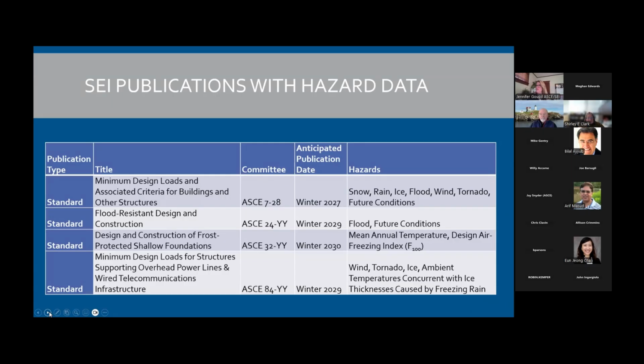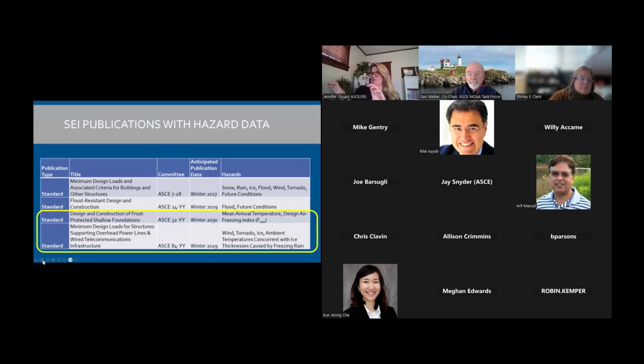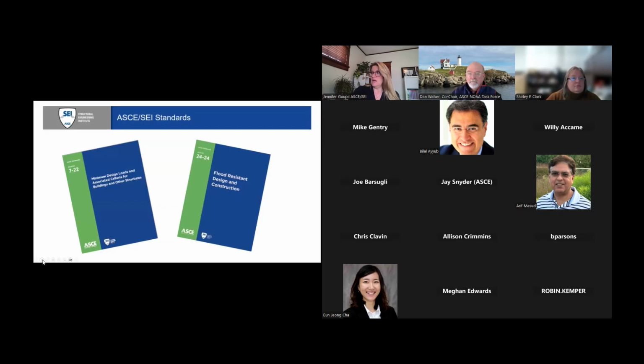This is our table of the documents that are coming, and in SEI, they're looking like they're all standards. This last one we're going to talk about here next. These are the two new ones that we haven't been talking about a lot. ASCE 32, Design and Construction of Frost-Protected Shallow Foundations. And the last one that is just brand spanking new, minimum design loads for structures supporting overhead power lines and wired telecom infrastructure. So I'm going to go through each of these four in a little more granularity, kind of lingering on ASCE 7 as that's the one that we have been talking about the most to understand.